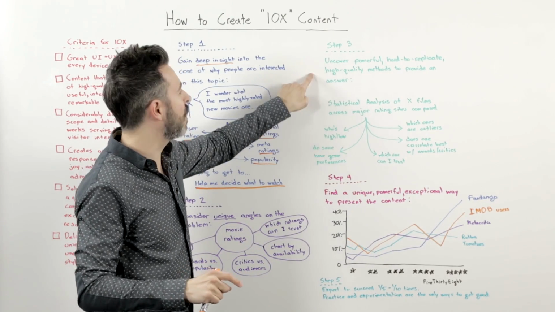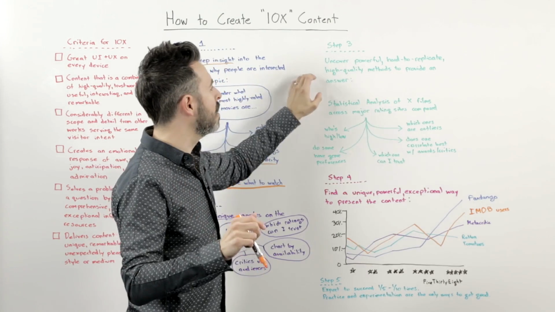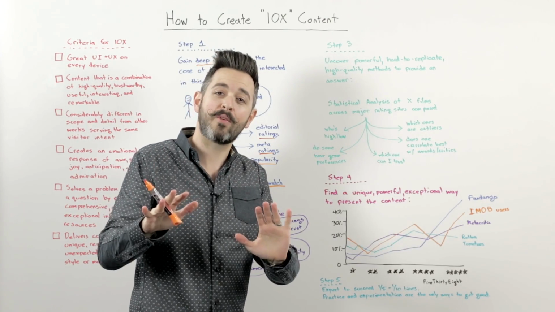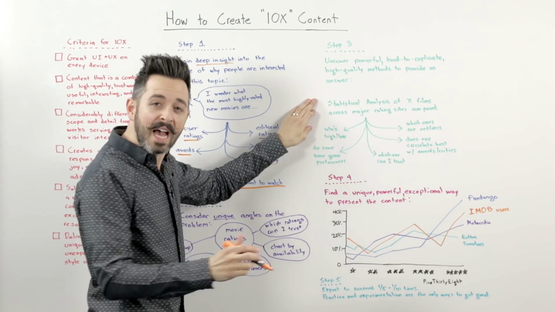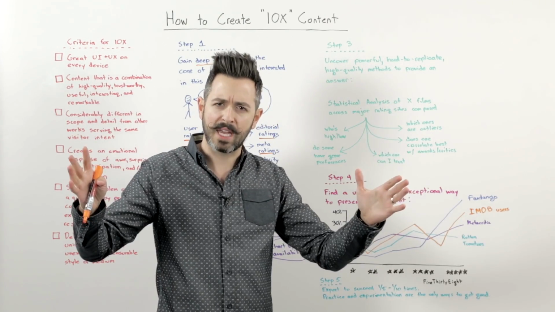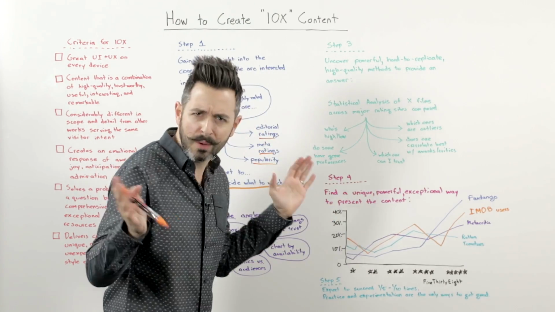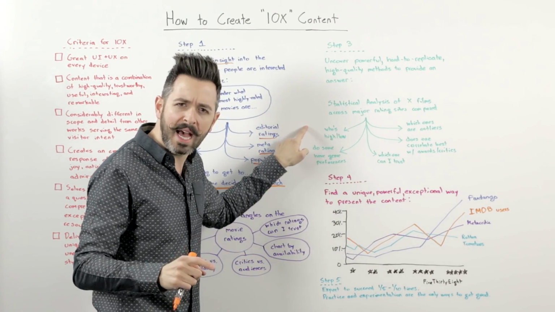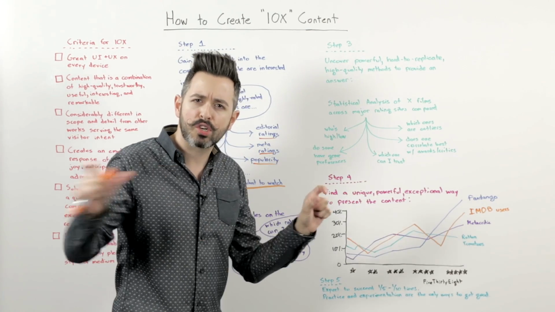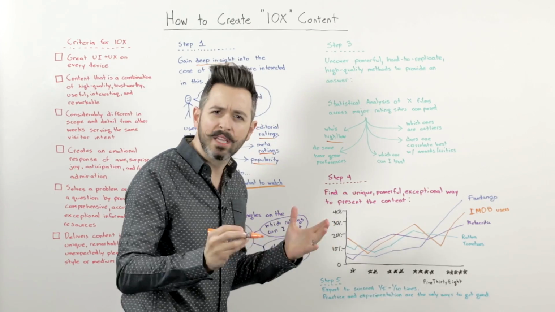Now we want to uncover a powerful, hard to replicate, high quality method to provide an answer to that question. And in this case, that could be, well, you know what? We can do a statistical analysis. We get a sample set big enough, right? Enough films, maybe 150 movies or so from the last year. And we take a look at the ratings that each service provides, and we see if we can find patterns, right? Patterns like who's high and low.